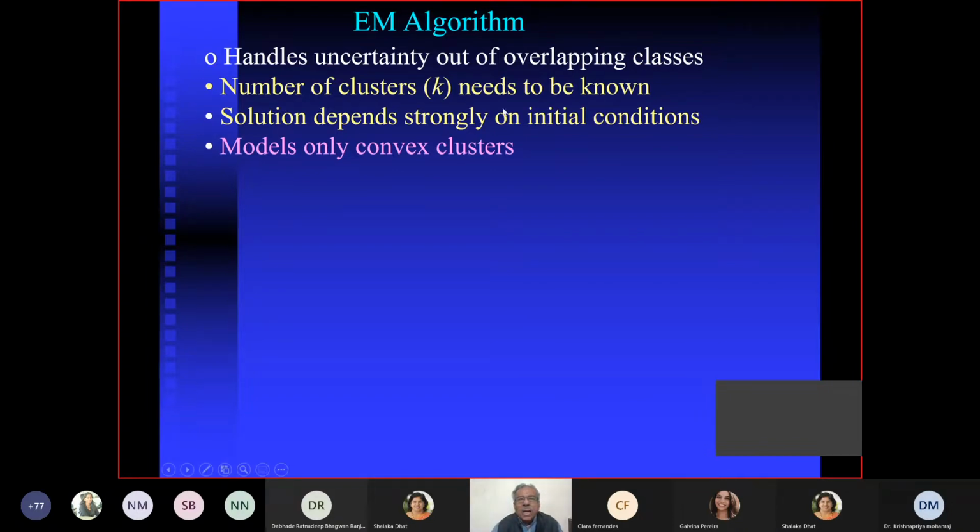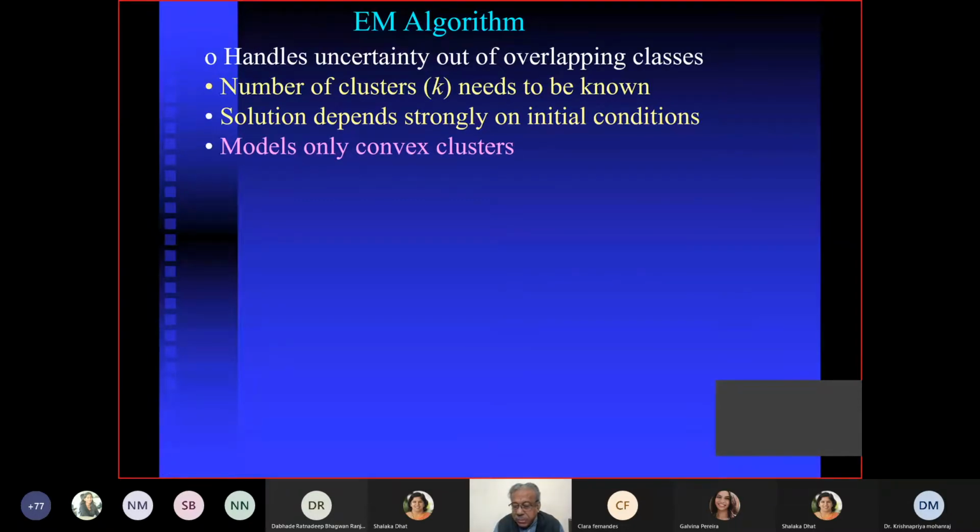But the problem is the number of clusters needs to be known. If you start with a different number of K, you get different solutions. So the solution depends strongly on initial conditions. But it can model convex clusters because it is based on Gaussian. So this is the plus point, and this is a minus point also, convex clusters. That means irregular shaped natural clusters, it cannot model. But it can handle uncertainty out of overlapping classes arising from probability of occurrence, from randomness.